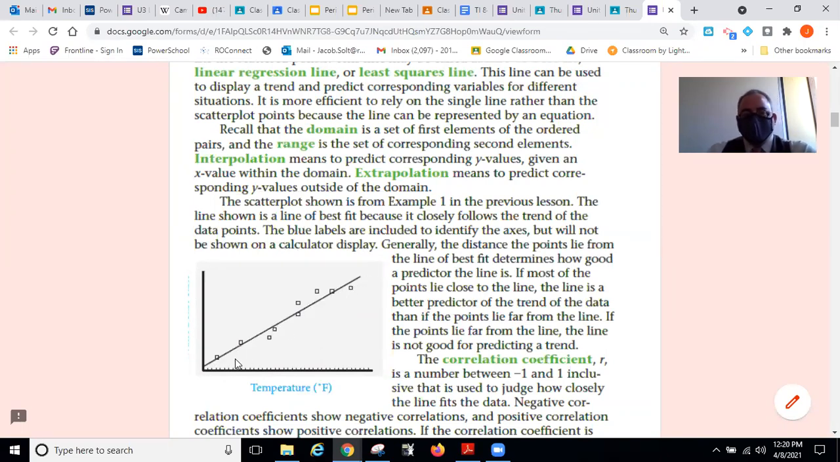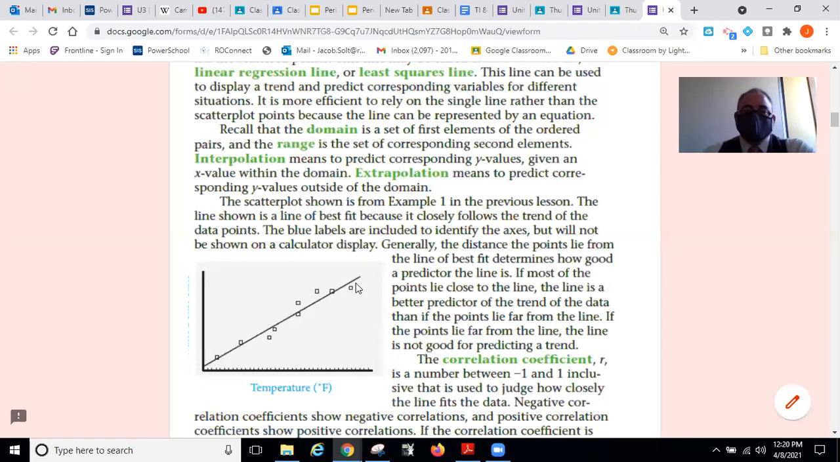If we use this line to make a guess about where the data will lie inside my smallest point and my highest point, my smallest domain and range versus my biggest domain and range, then it's called interpolation, right? Interpolation means I'm going to predict something between my biggest point of real data and my smallest point of real data. That's interpolation. There's another word called extrapolation.